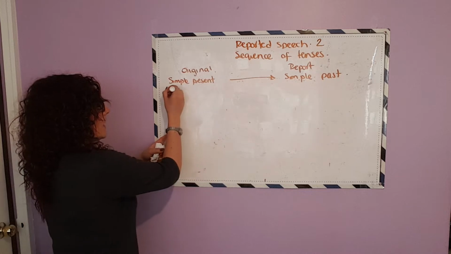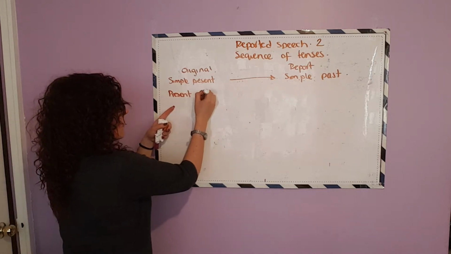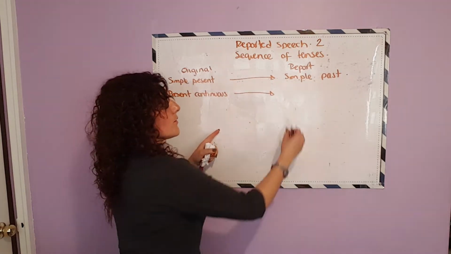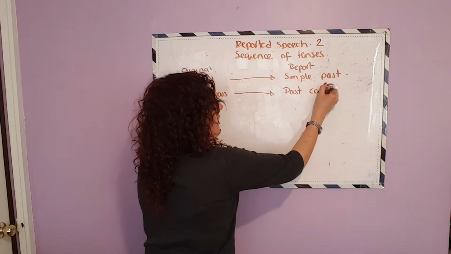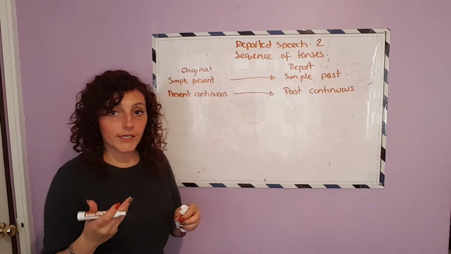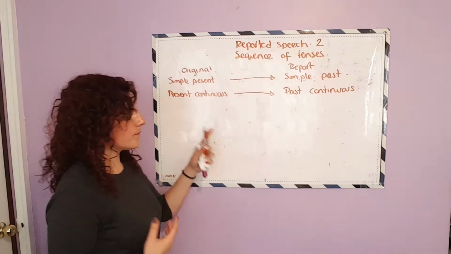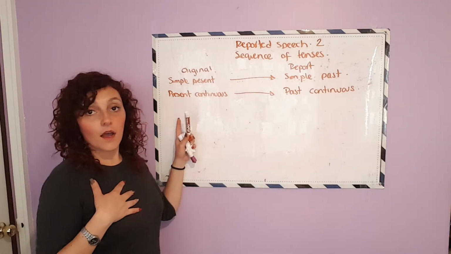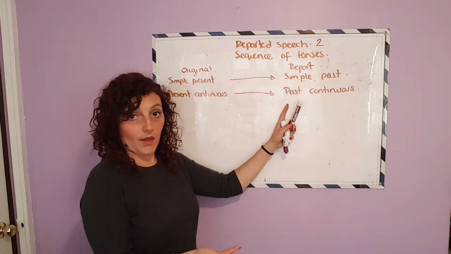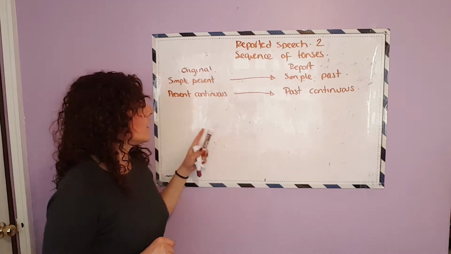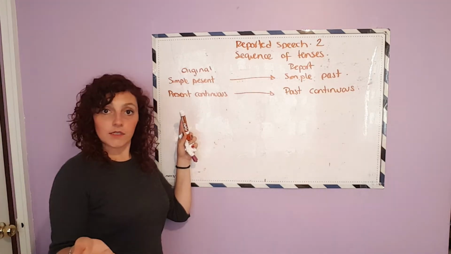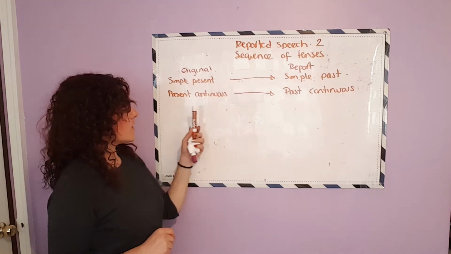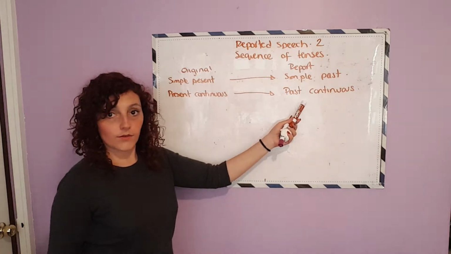Then, if your original is in present continuous, then in your report you have to use past continuous. For example, I am teaching. She said she was teaching. My brothers are not playing. She said her brothers were not playing. My mother is watching TV. She told me her mother was watching TV, right? So present continuous goes to past continuous, okay?